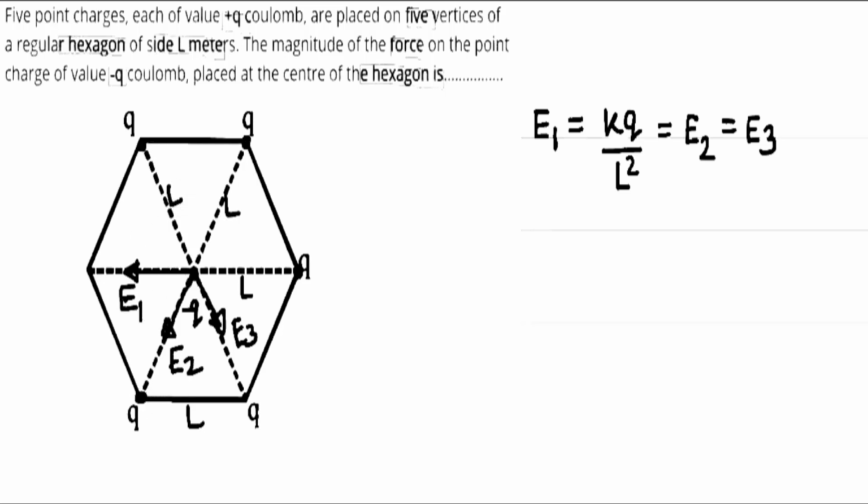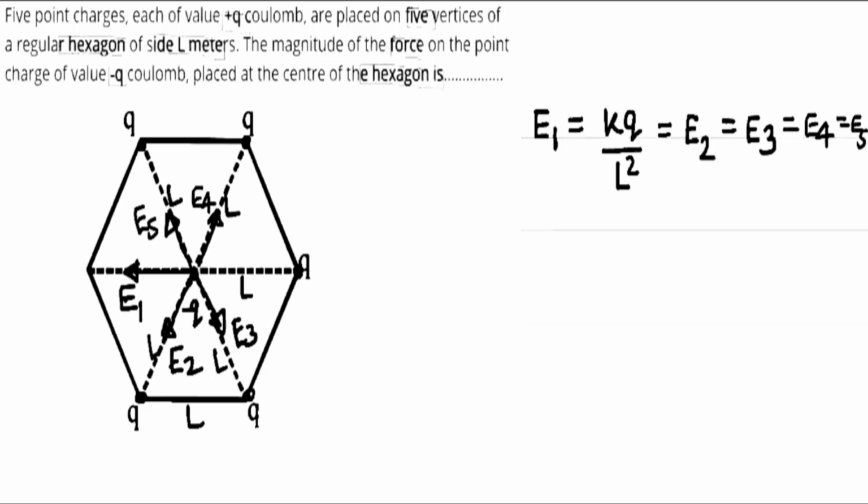Now due to this charge, the electric field at the center will be in this direction, away from the center, because the nature of the charge on all the vertices of the hexagon is positive. So this is E4, and E4 is also equals to kq upon L square, as this distance is also L, and due to this charge the electric field will be in this direction. So this will be E5, and the magnitude will also be the same. So we can see that E1, E2, E3, E4 and E5 all are equal in magnitude.